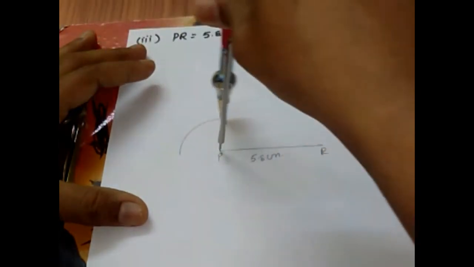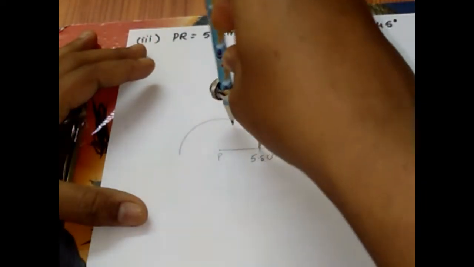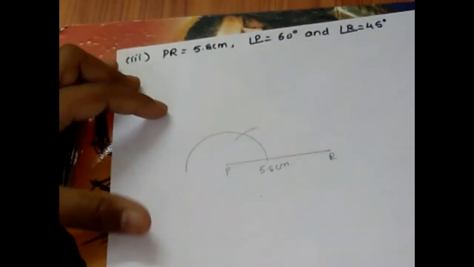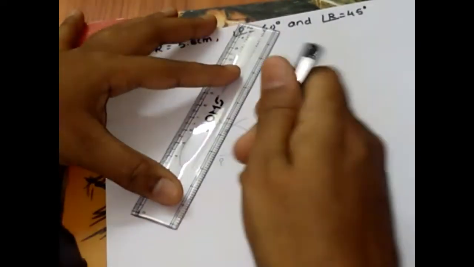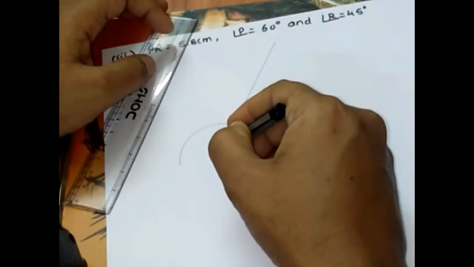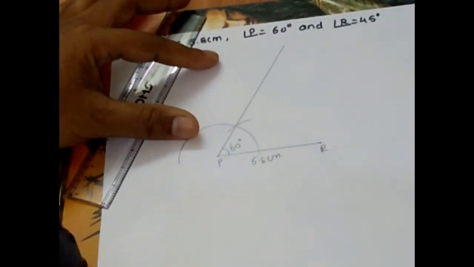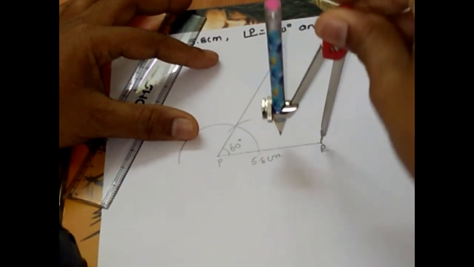First take the compass measurement to less than half. Keep the point where it touches the baseline. Draw the first arc. The first arc itself will give you 60 degree. This is my 60 degree. Angle P is equal to 60. Then what about R, 45 degree? How to construct 45 degree?